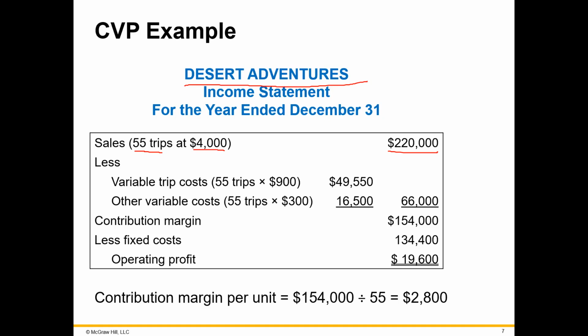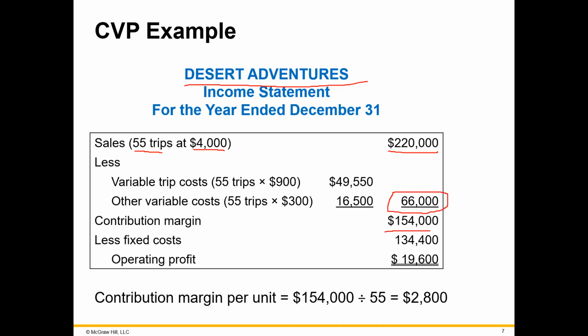The first thing he needs to pay are the variable costs. For these trips, variable costs might be perhaps he hires a tour guide specifically for each trip. Perhaps he knows the gasoline or fuel costs per trip, tickets per trip, or some other cost per trip that's incurred. So again, he's not getting $220,000 of profit from these trips. He first has to deduct $66,000 in variable costs. So his contribution margin is not $220,000, it's actually $154,000.